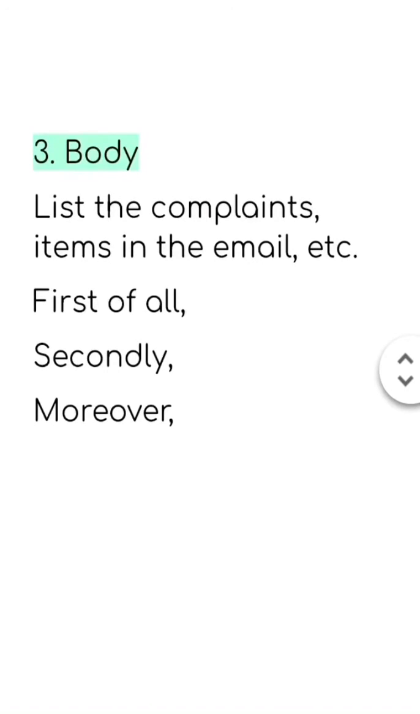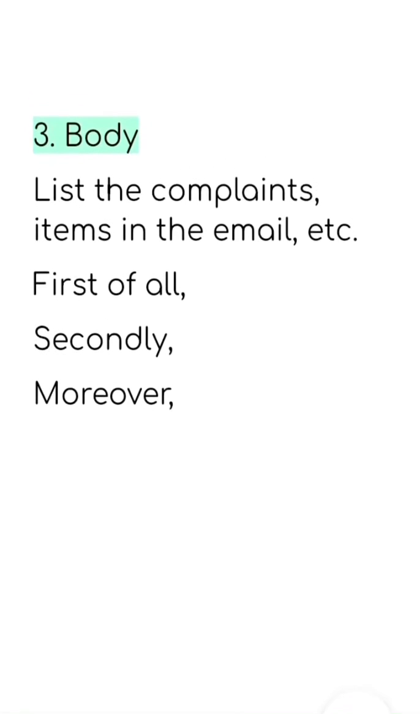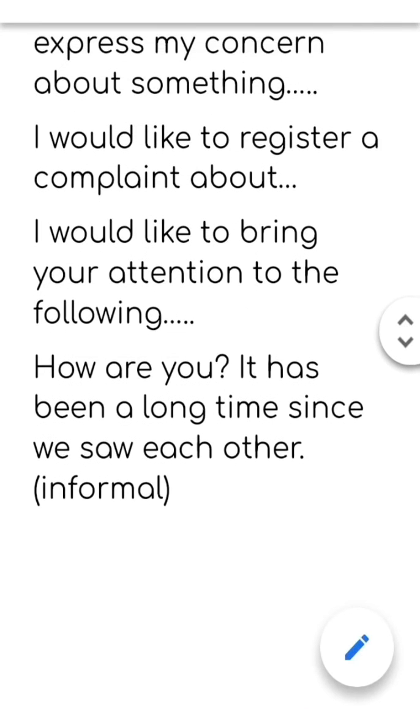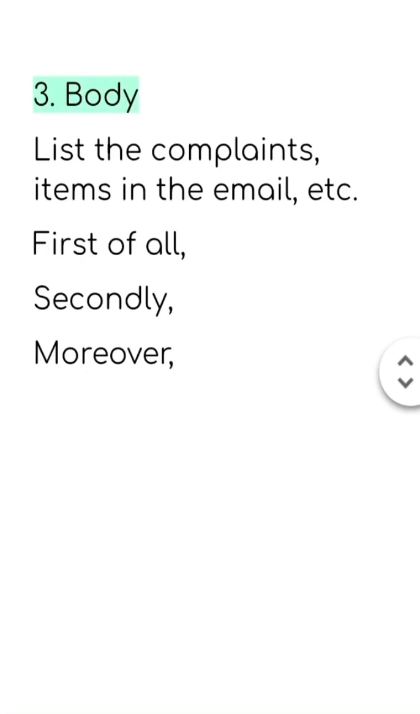So then we have the body here. So the body is going to take 2 to 3 paragraphs. So the first sentence of the body is this opening sentence, and then you start with the body. So you list the complaints and the items in the email. So we're going to use things like first of all, secondly, moreover, because to order your ideas, to make it as coherent as possible, because the markers of this exam have lots of emails to look at. So to make their life easier and make sure you get a great mark, it should be very easy to read and very coherent.